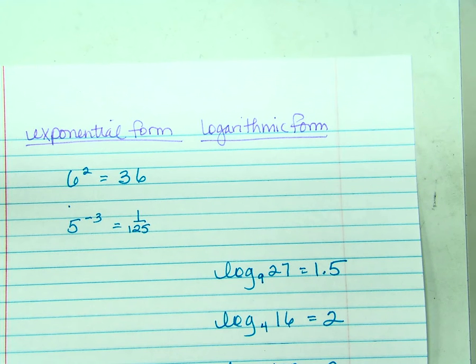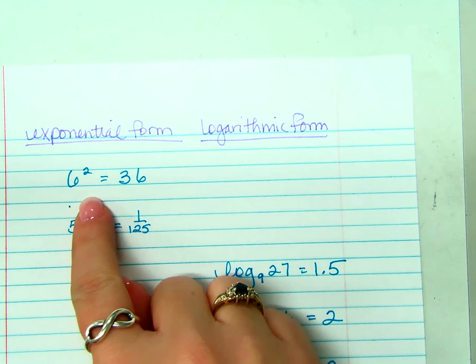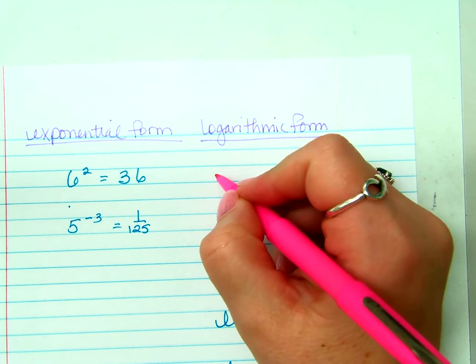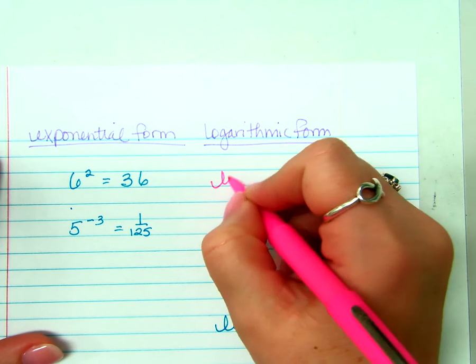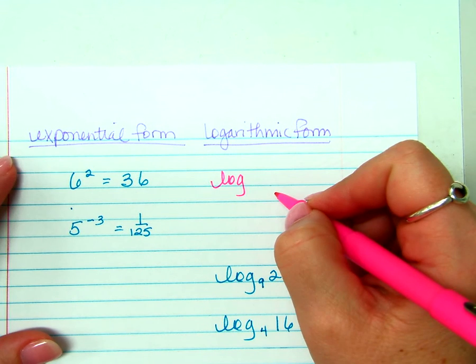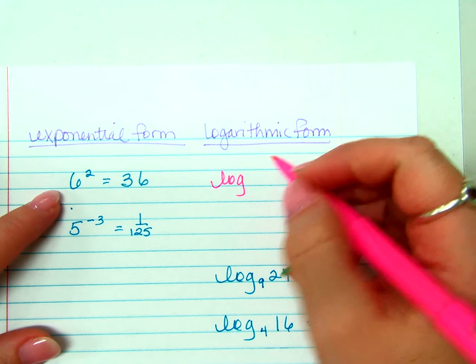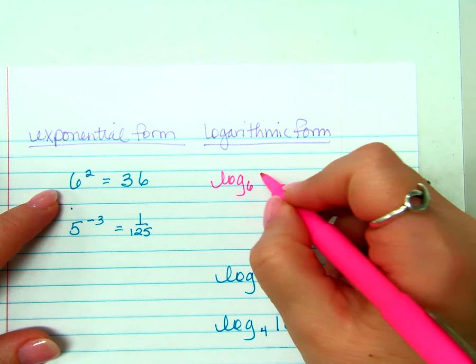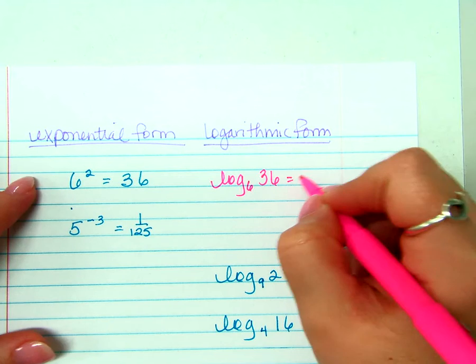About yesterday. Okay? Here's some review problems. These are things we talked about yesterday. If it is an exponential form, can you rewrite it in logarithmic form? Yes? Okay, tell me what I need to write then. Log base 6 of 36 equals 2.